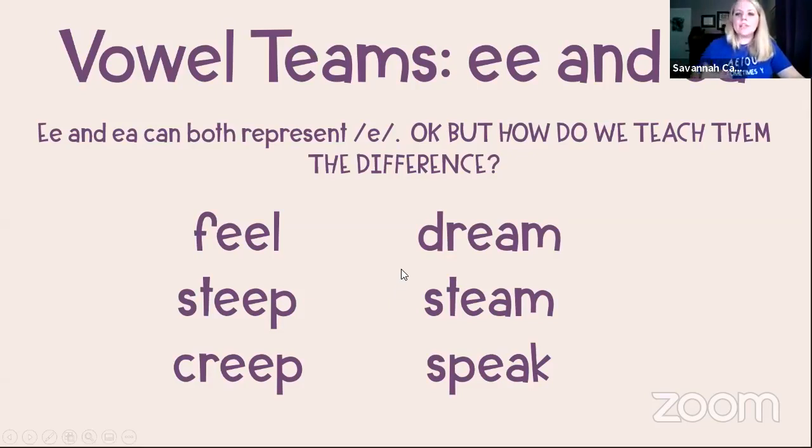So how do we teach our kids the difference? This is what I do. When I have kids who are trying to spell the word feel and they spell it F-E-A-L, I'm like singing from the rooftops, so happy about it, right? That's such a smart thing to do. I say, you are absolutely right. EA does represent the E sound. What other ways do you know to represent the E sound?